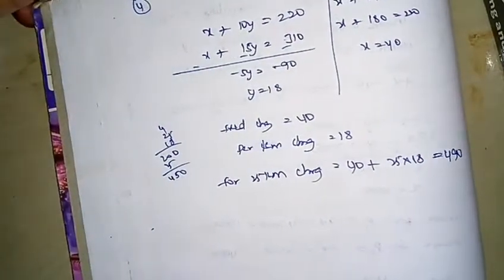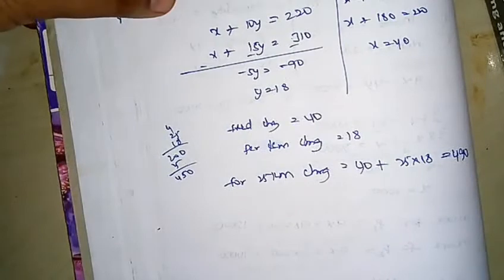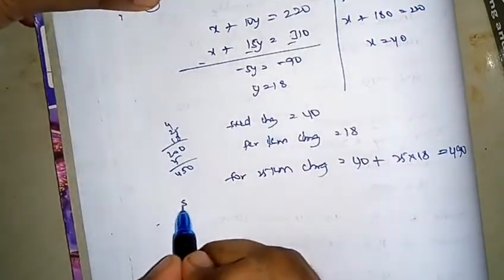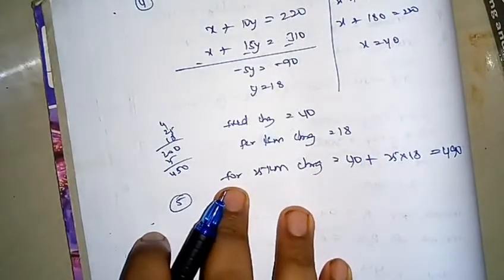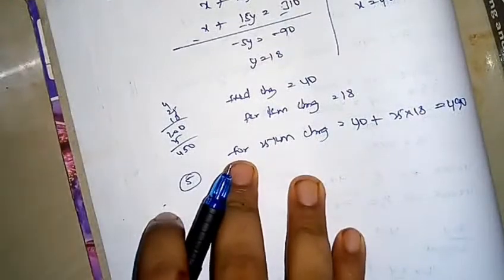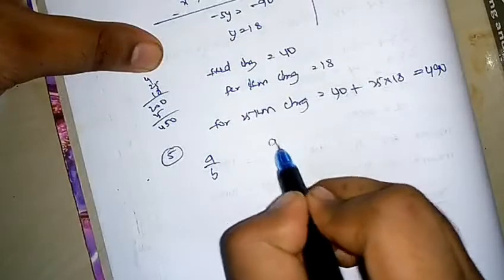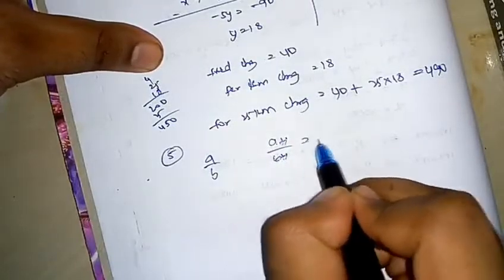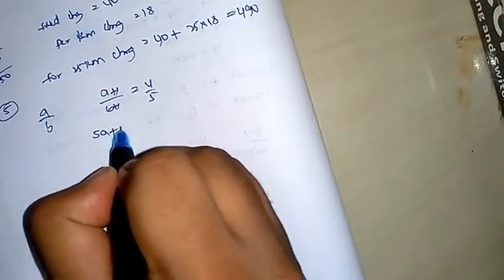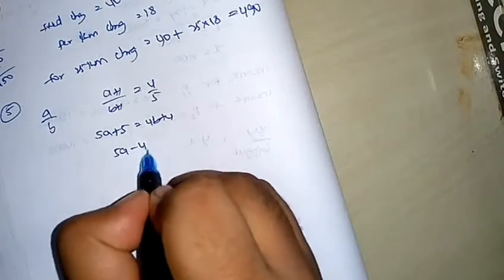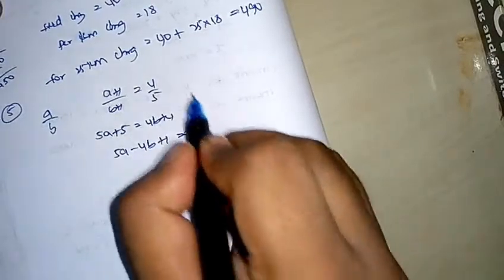Let's check the answer. Yeah, it is 490. Next, the fifth question. The fraction will be equal to 4 by 5 if 1 is added to the numerator and denominator. Let a by b be the fraction. So a plus 1 by b plus 1 is equal to 4 by 5. This implies 5a plus 5 is equal to 4b plus 4. 5a minus 4b plus 1 is equal to 0. This is the first equation.